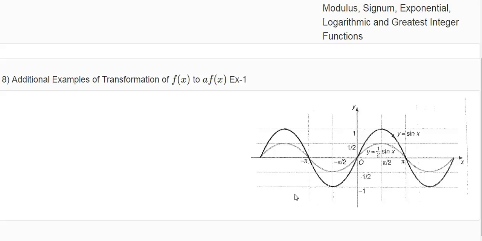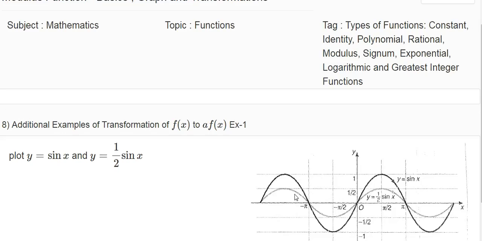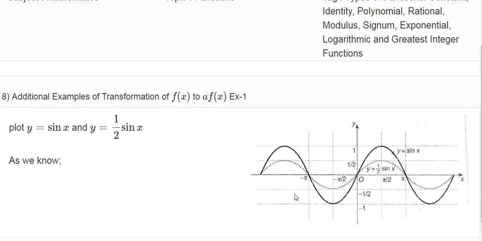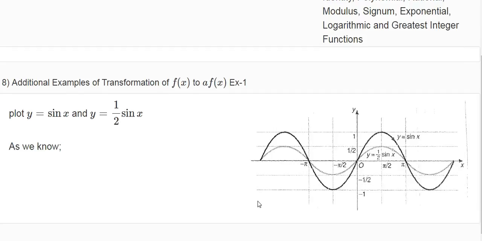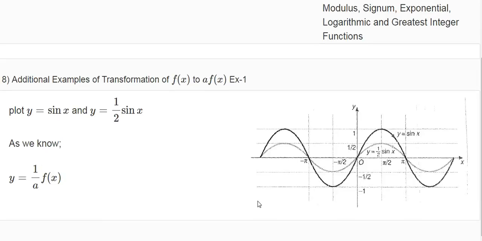Now another example. We are considering the example of y is equal to 1 by 2 sine x. Now when we transform the graph of y is equal to sine x to y is equal to 1 by 2 sine x, it is essentially a transformation along the y-axis. It is a transformation of y to 2y. Earlier we did the transformation of x to 2x or x by 2, but now in this case we are transforming along the y-axis and we are going from y to 2y.